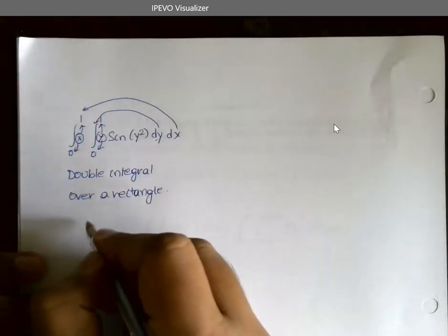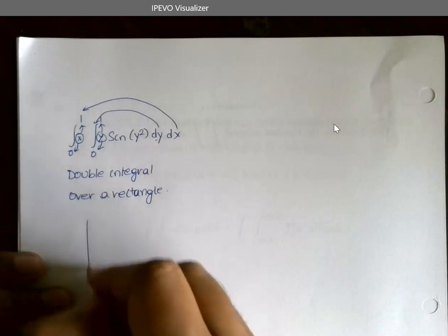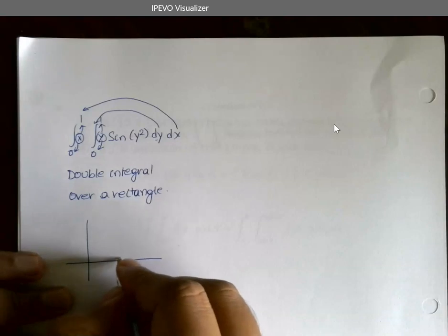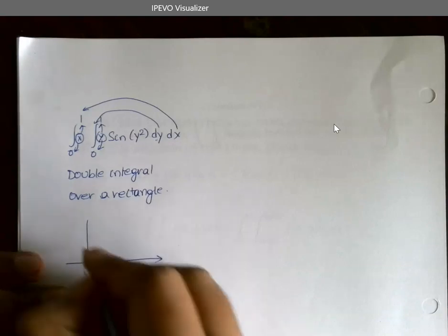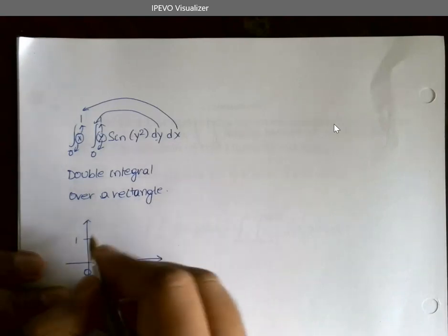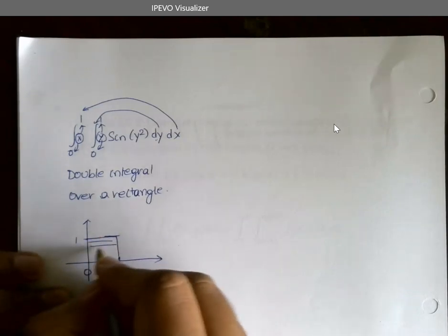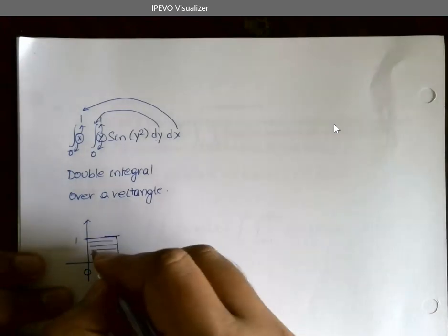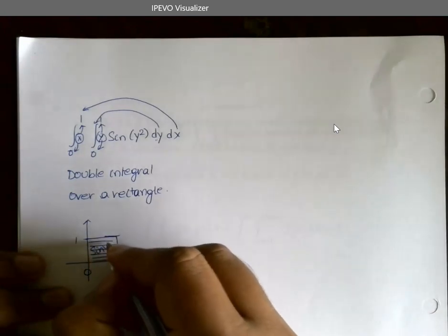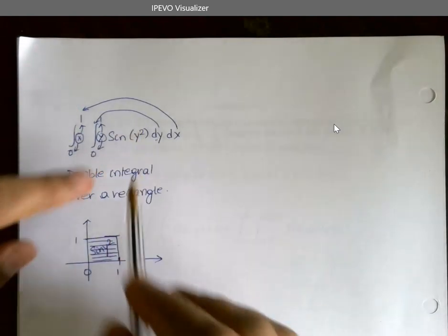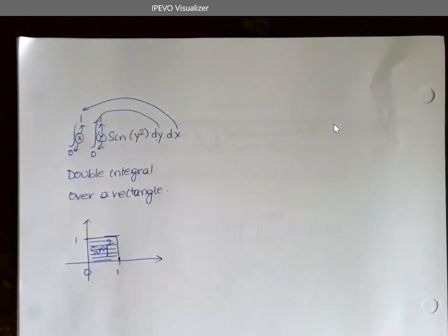So your domain is, I'm just drawing the domain, not the whole thing. x is varying from 0 to 1, y is varying from 0 to 1, so you have this entire square here. We are integrating this function over this entire region. So that was a double integral over a rectangle.